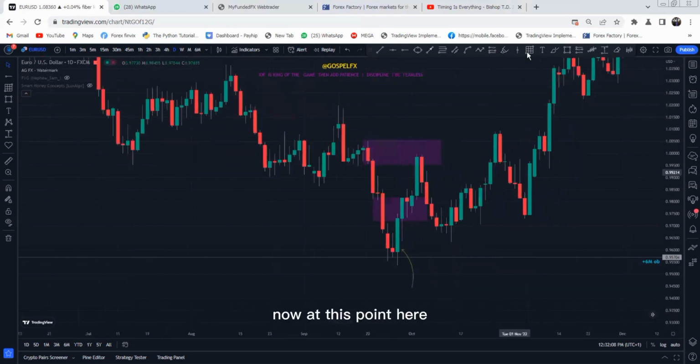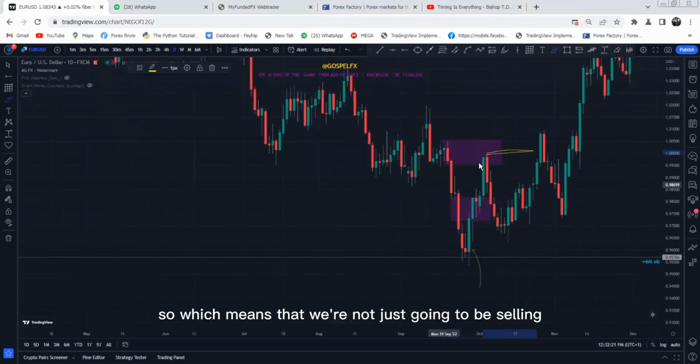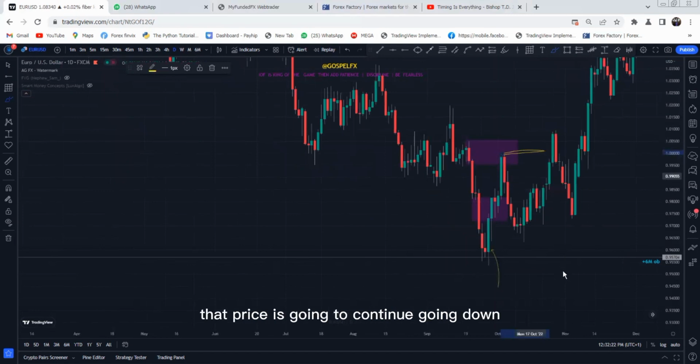Now, at this point here, we had a break of structure. This is a clear signal that we are being short-term bullish just because price hit a very important level on a higher time frame. So we're not just going to be selling because we are thinking that price is going to continue going down. This is already a shift in structure, a failure swing here, right?